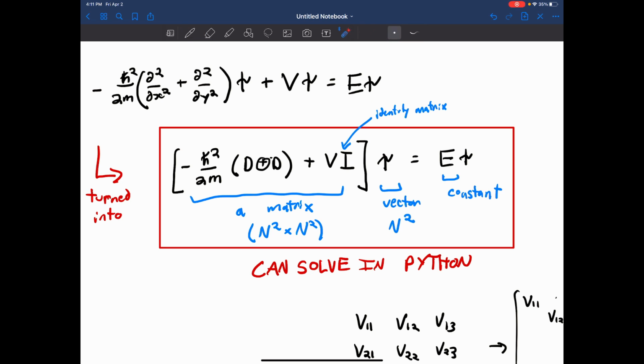So here we have our continuous Schrodinger equation that we then turn into this discrete form where we have minus h bar squared over 2m. We're going to use h bar is equal to 1, of course. Here we have our Schrodinger sum plus V_i.